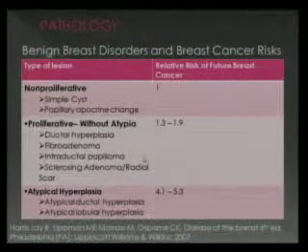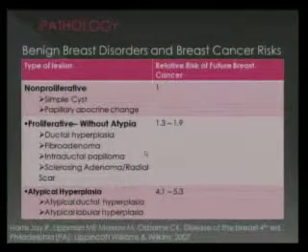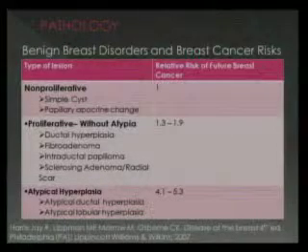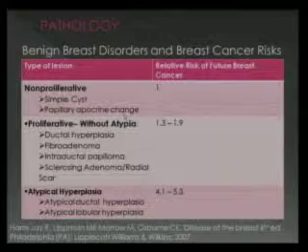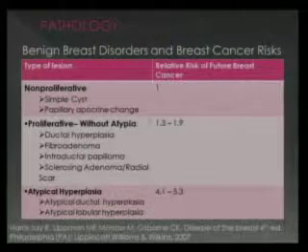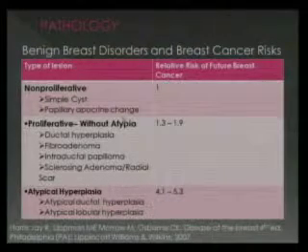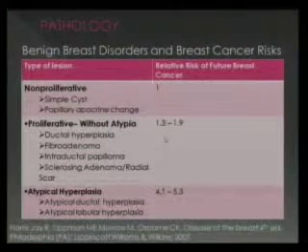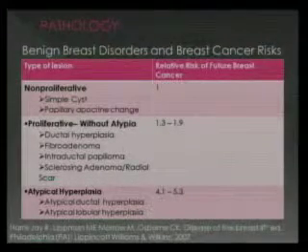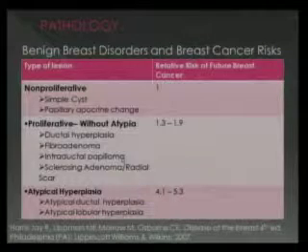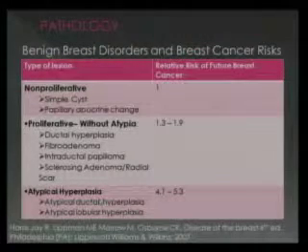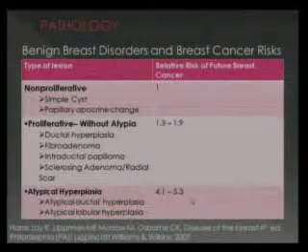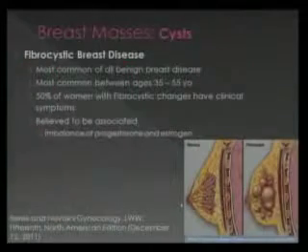So pathology. When you look at the pathology, benign breast disorders are split into 3 groups. Non-proliferative, which does not have a relative risk of increase of breast cancer. Proliferative without atypia, and that's got about a 1.3 to 1.9 increased risk of breast cancer. You can see the types that are associated with this. And atypical hyperplasia, which is a 4 to 5 times relative risk of increase of future breast cancer.